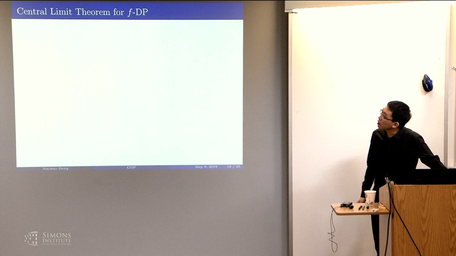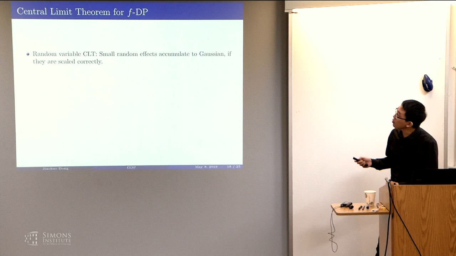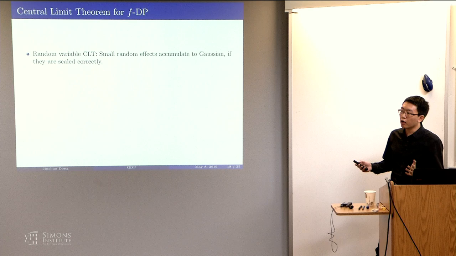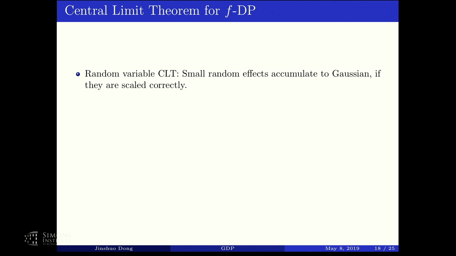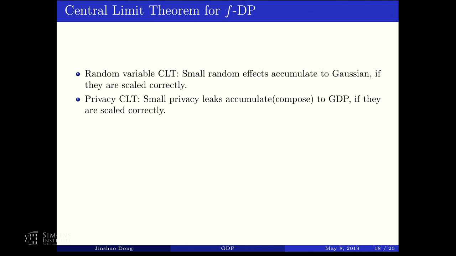So in order to explain what the central limit theorem is, let me remind you what a random variable is. At least for me, the central limit theorem indicates a phenomenon that small random effects, no matter what they are, accumulate to Gaussian if they're scaled correctly. By scaling, I mean just dividing by the standard deviation. That is necessary. And this accumulation is simple adding things up. For privacy, it's similar. Small privacy leaks accumulate to GDP if they are scaled correctly. And this accumulation becomes composition.